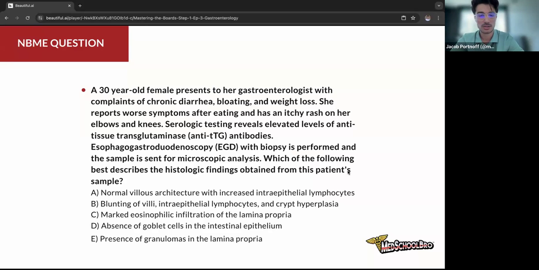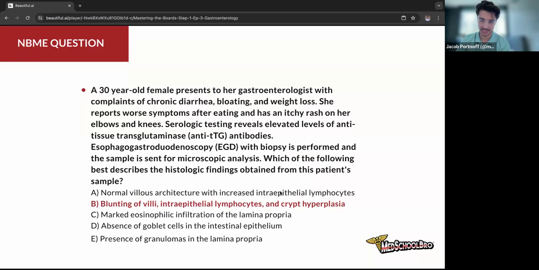So first and foremost, I want you guys to think, what is this diagnosis? Celiac, absolutely correct. And if you are saying B, which is blunting of villi, intraepithelial lymphocytes, and crypt hyperplasia, those are hallmark features that you expect to see. Yep. Really good, everyone. That's what you'd expect to see in celiac. Let's quickly go through the other answer choices, though.